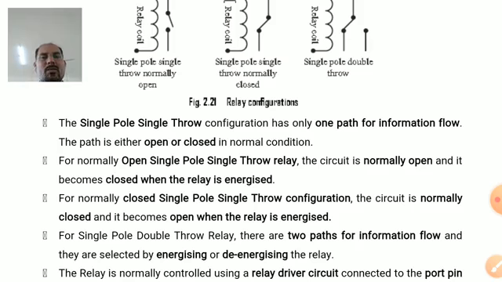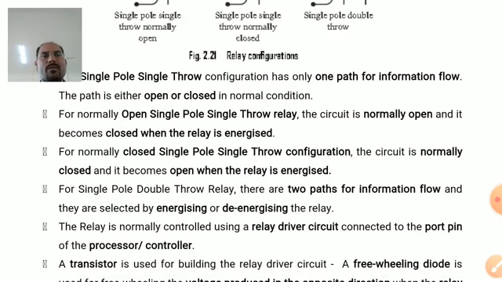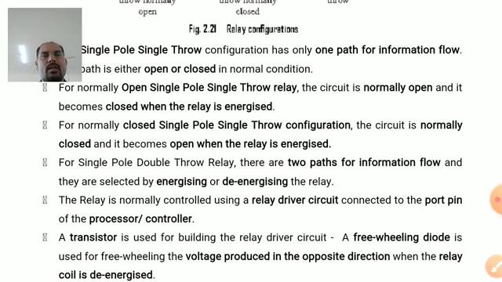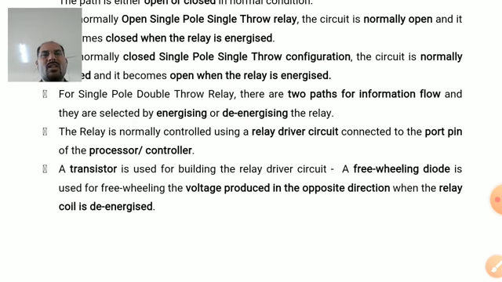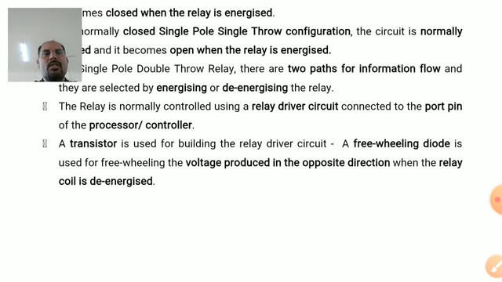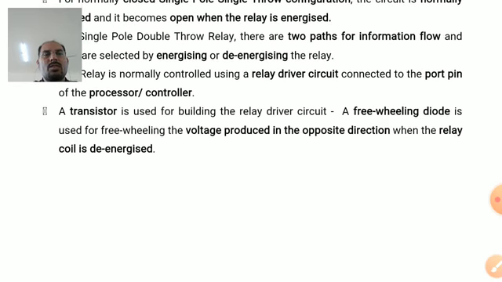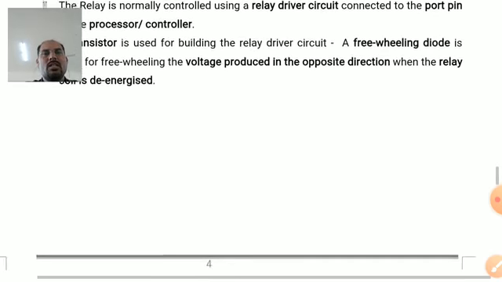Whereas in the single pole double throw, there are two paths for the information flow, and those two paths are selected based upon the energizing and de-energizing of the relay coil. A relay is normally controlled using a relay driver circuit connected to the port pin of the processor or controller. A transistor is used to build the relay driver circuit along with the freewheeling diode, and this freewheeling diode is used for the voltage produced in the opposite direction when the relay coil is de-energized.